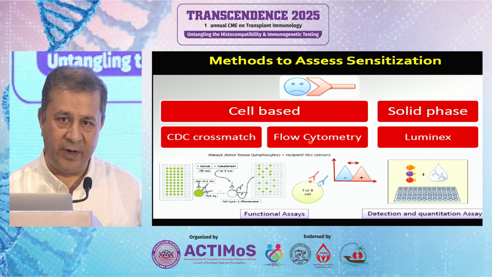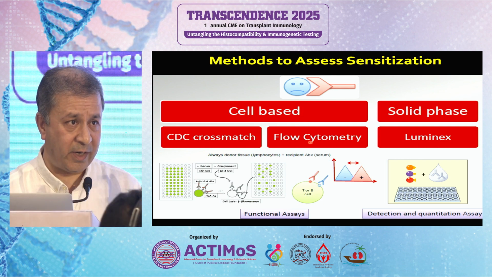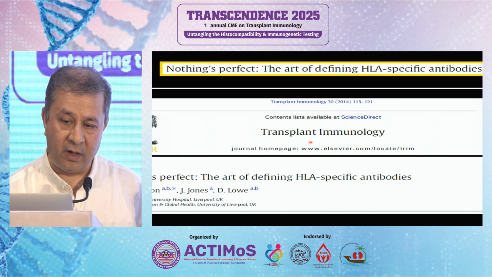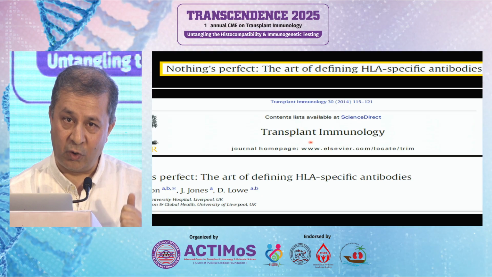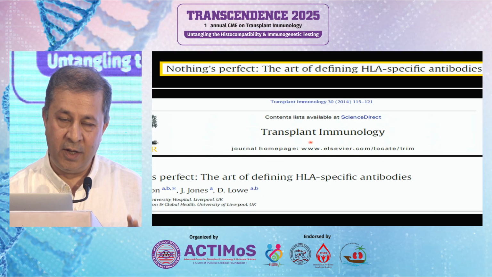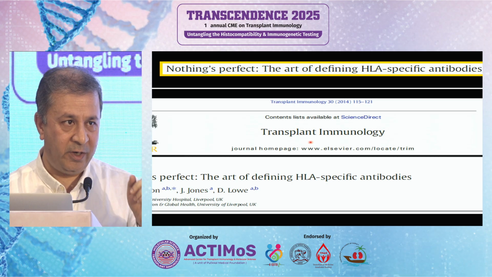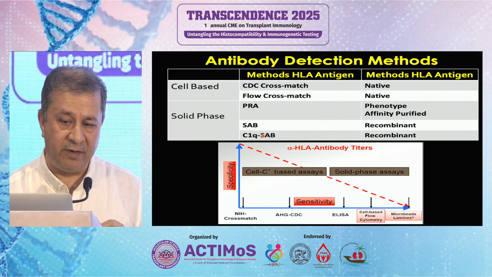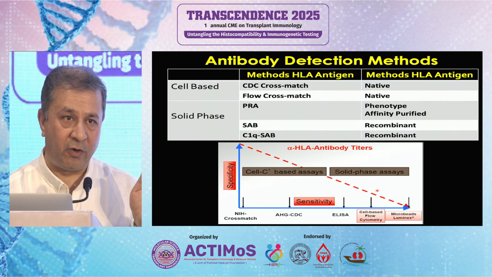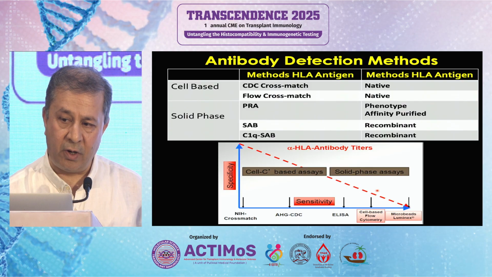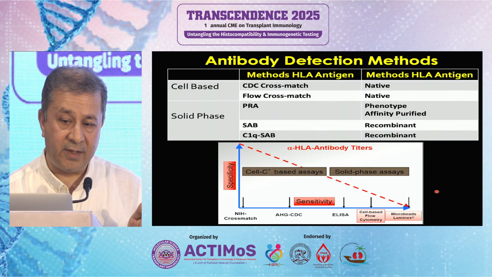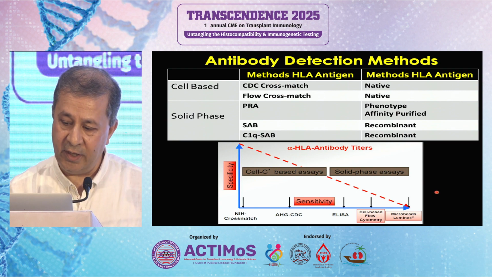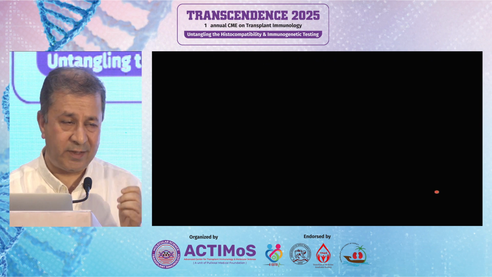Does this mean that I'll do flow and life is glorified and it becomes the best for us to handle? The answer comes in this article, which says nothing is perfect in the art of defining HLA-specific antibodies. The moment I show you this article, what does it tell you? It tells you only one thing. If you have the possibility of doing all your assays, please do all your assays. And the reason for that is pretty simple. You have a significant variability in the sensitivity of the assays. We know CDC on one side is not able to give you a great sensitivity, but on the other hand, Luminex is highly sensitive and may actually make sure that you may not even do a transplant in any case.